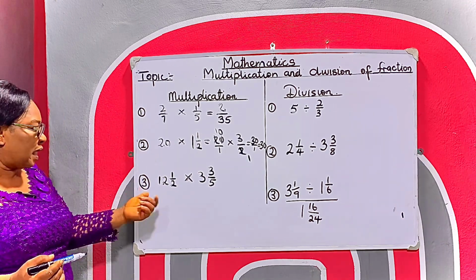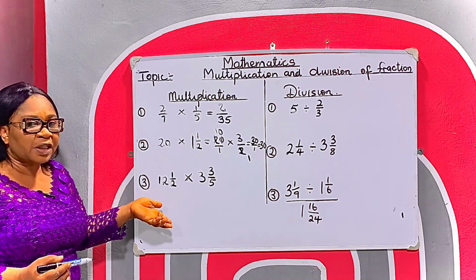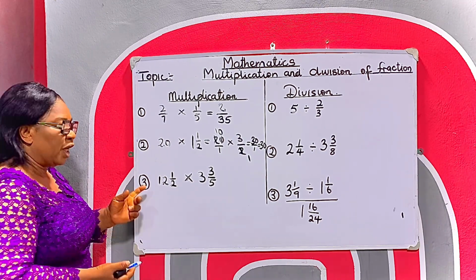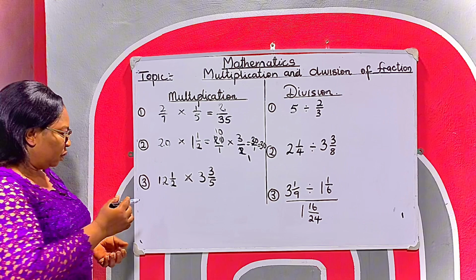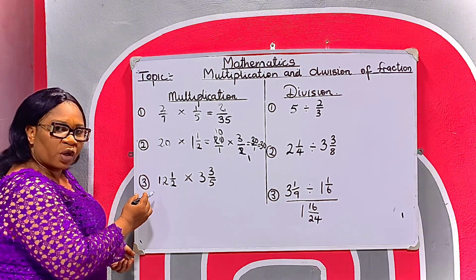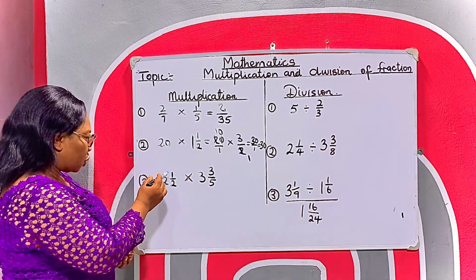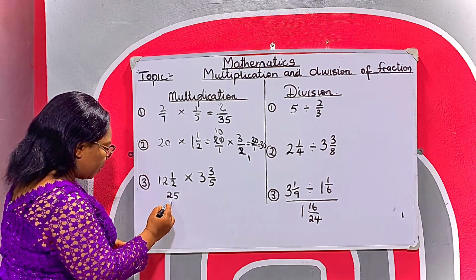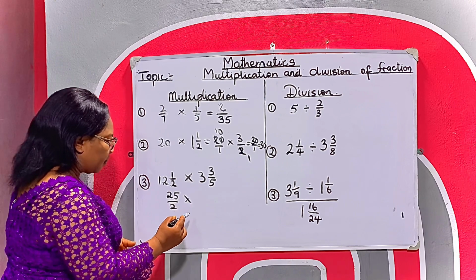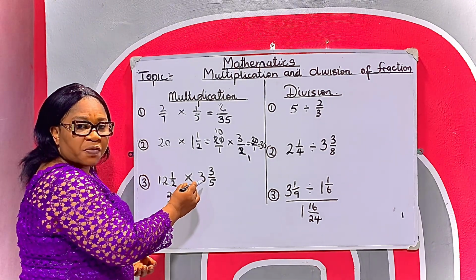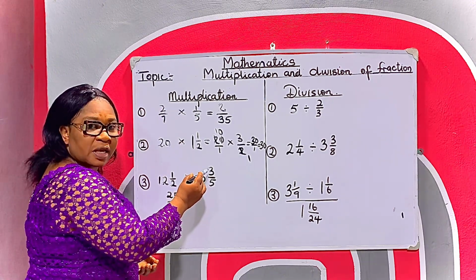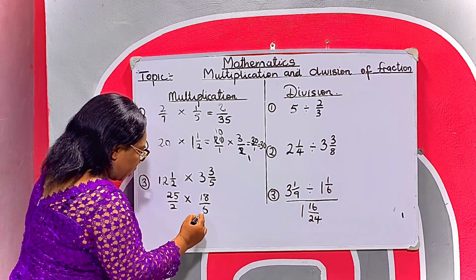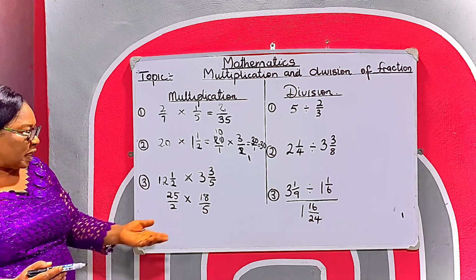Good. Let's get to the third. Mixed fraction multiplying mixed fraction. You change them to improper fraction. 2 times 12 will give you 24. 24 plus 1 will give you 25. 25 over 2 times 5 times 3 will give you 15. 15 plus 3 will give you 18. 18 over 5. Good.